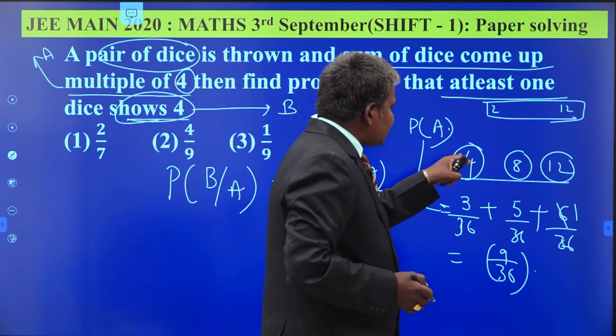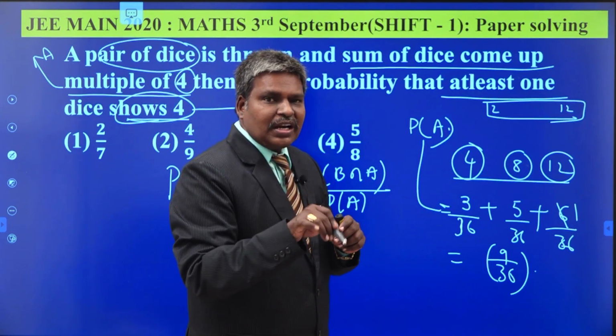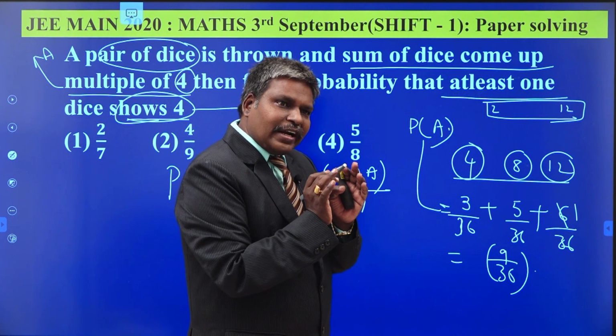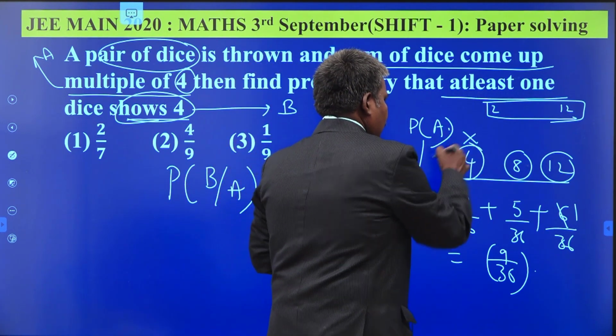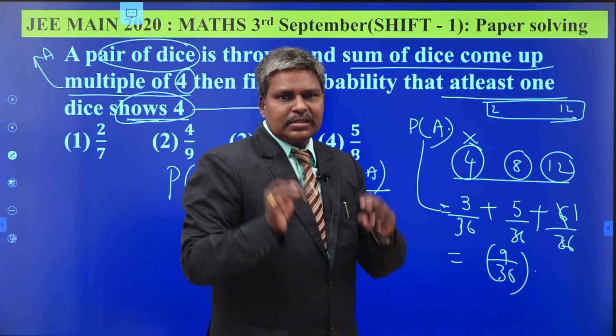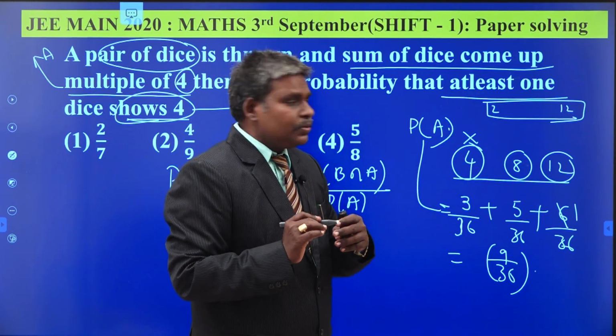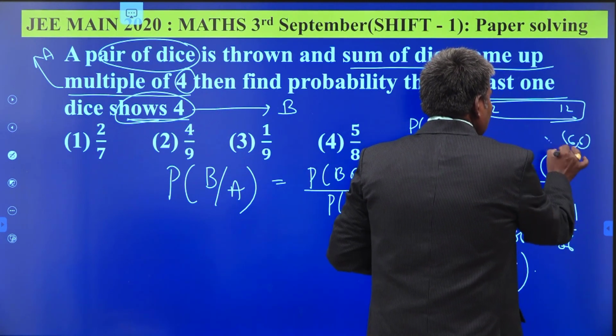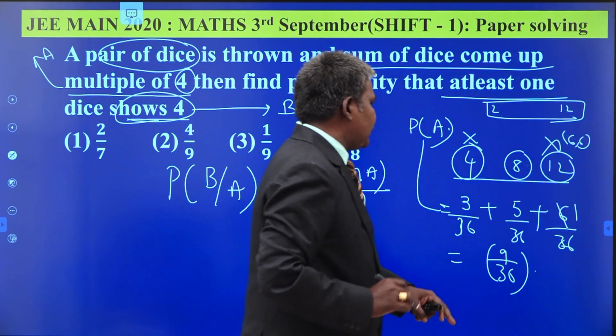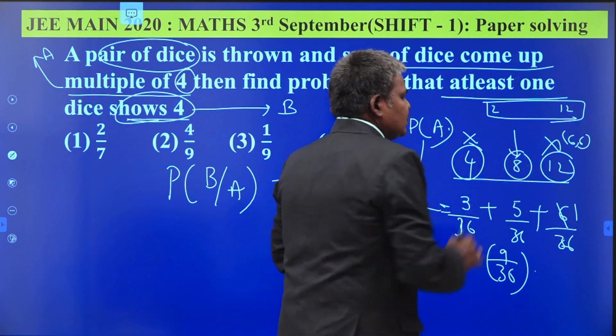So, when sum is 4, is one of the die 4? No. One of the die 4 means the other die shows 0. It is not possible. Sum 12 means both dice must and should be 6. So, 6 will be only one possibility. There is no 4. It is also failed. So, the only one possibility is 8.